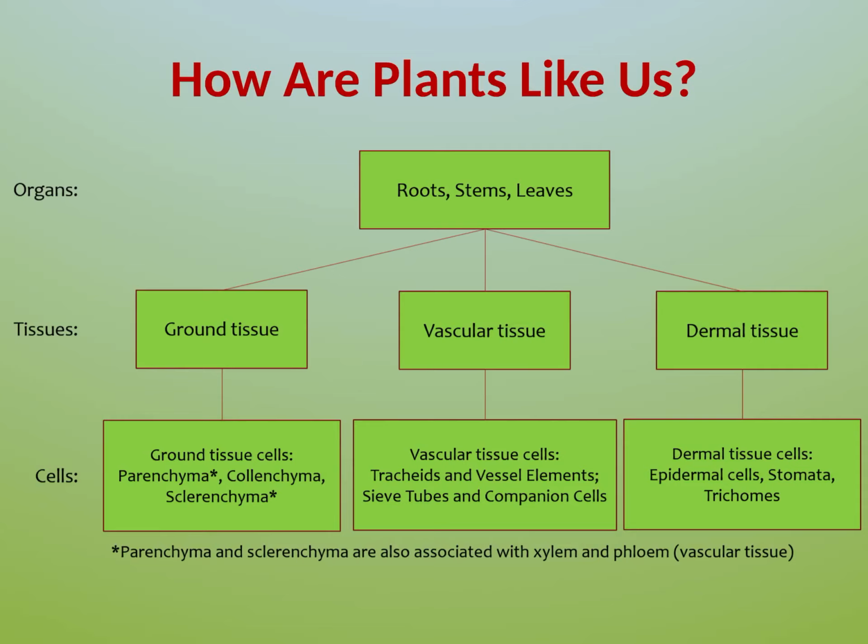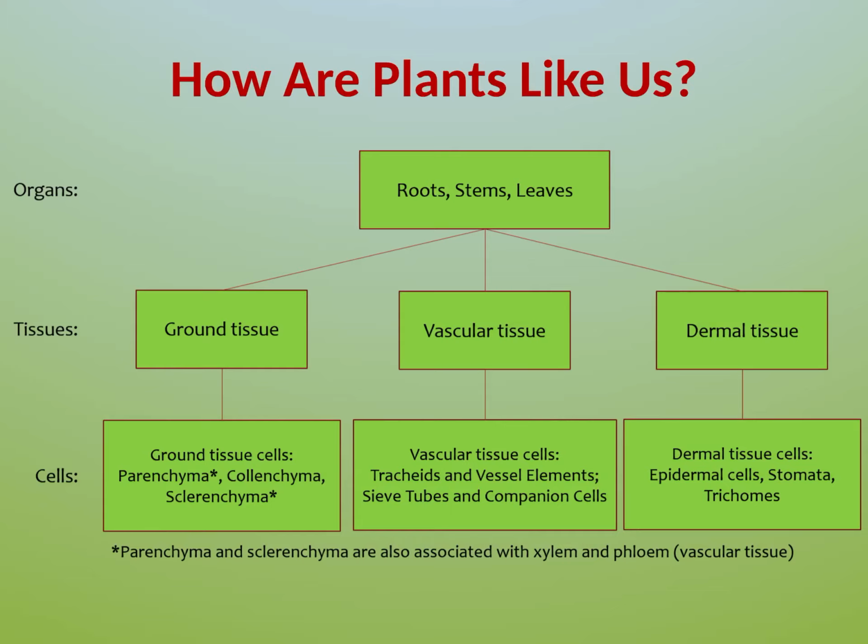Right, same thing here in plants. They have types of cells that work together. Those cells, when they work together, become tissue, and the tissues in plants are ground tissue, vascular tissue, and dermal tissue. We'll get into those a little bit more later. And then those tissues working together form what can be called the organs of the plant. So we have the roots, the stems, and the leaves.